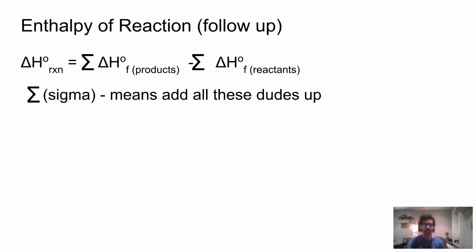Cool. Well, just some follow-up stuff. The way I've described doing this math, usually it's noted like this, using a sigma notation. So this sigma means add all these dudes up. And it's basically what we described. The delta H of reaction is equal to all the delta H's of formation added up. That's what the sigma says. It says, hey, add up all the delta H's of formation for your products. And then we subtracted from that all the delta H's of formation for reactants. So this is usually how you will see how to calculate delta H of reaction from delta H of formation.